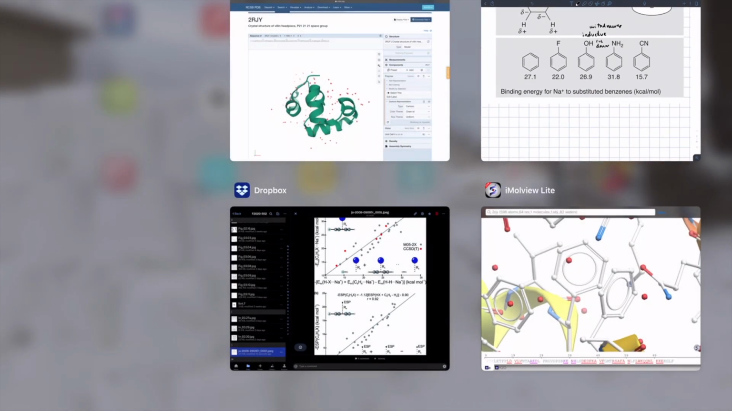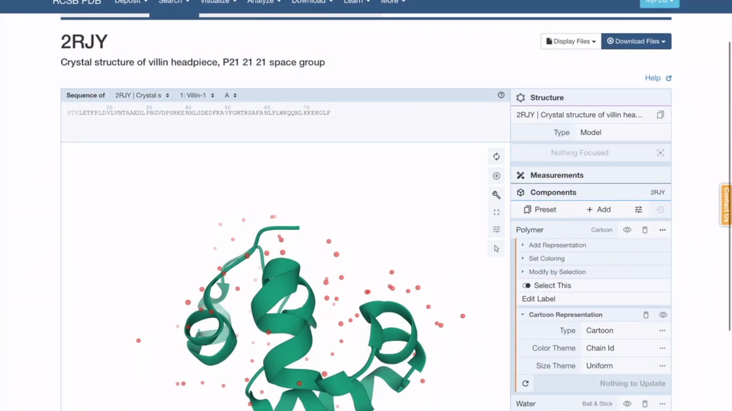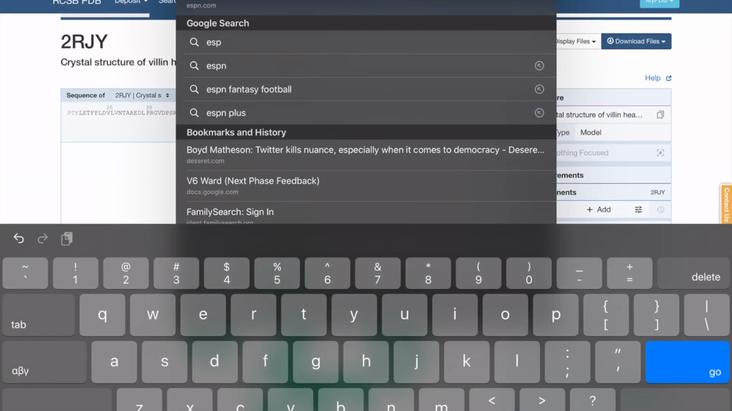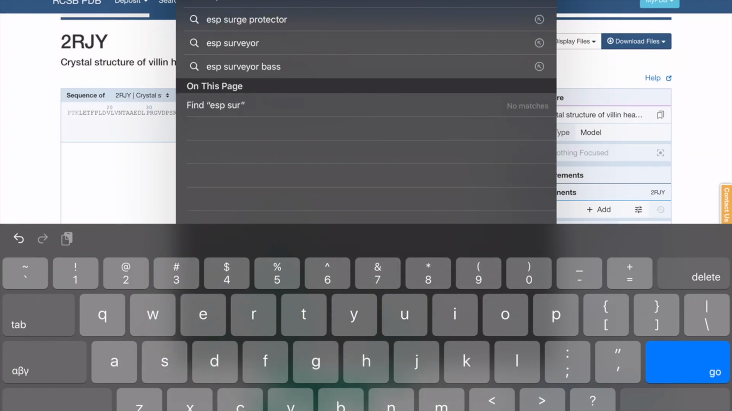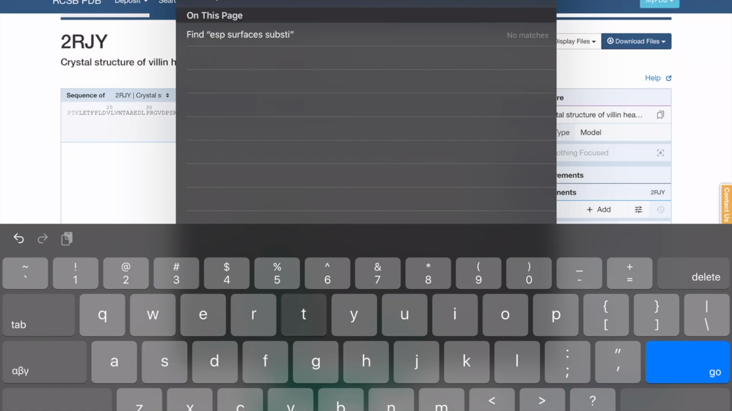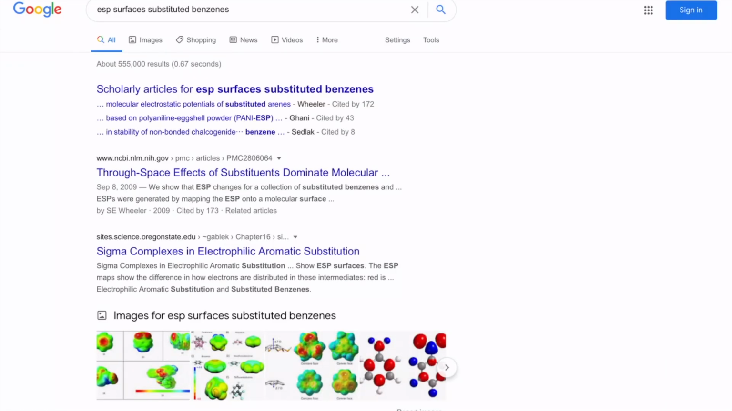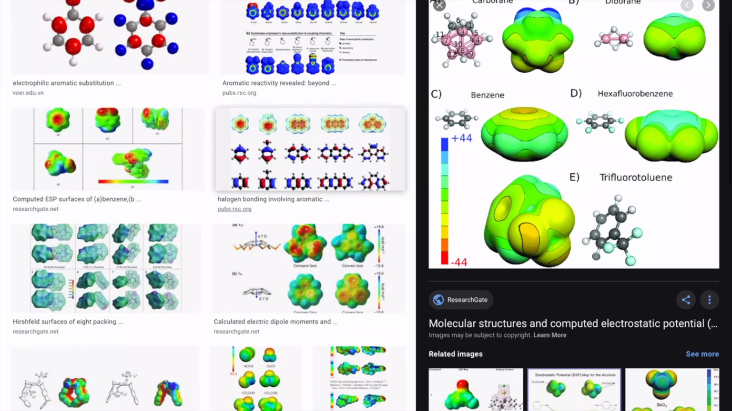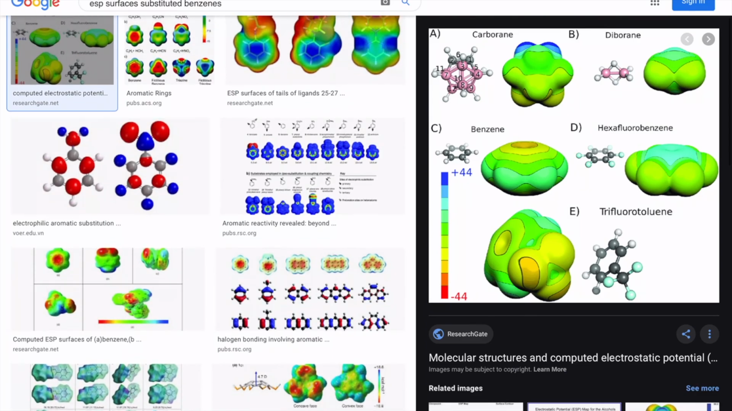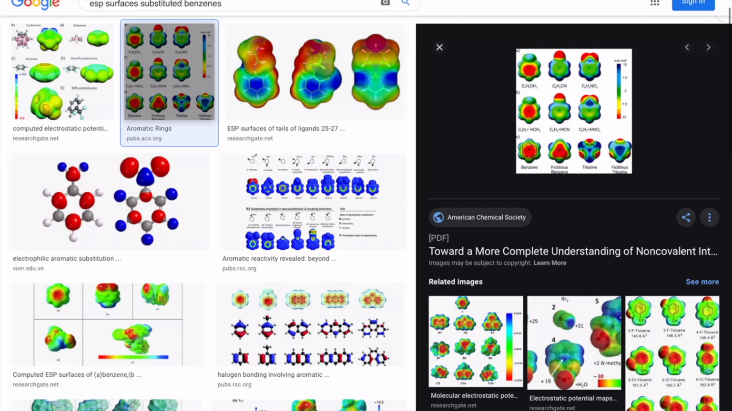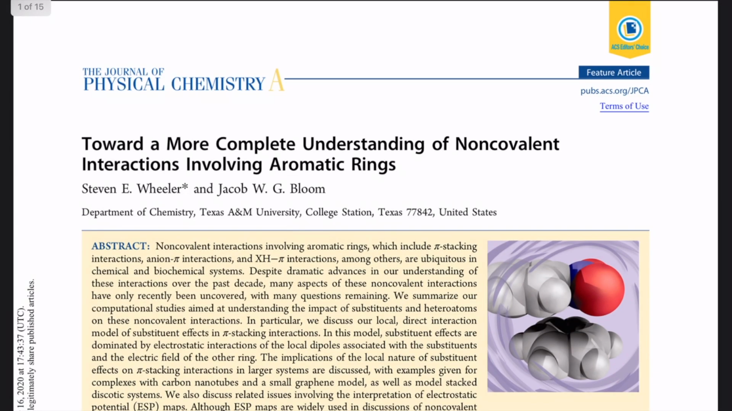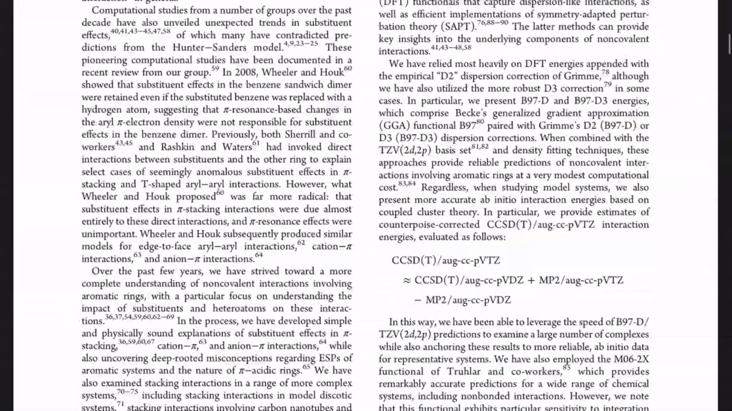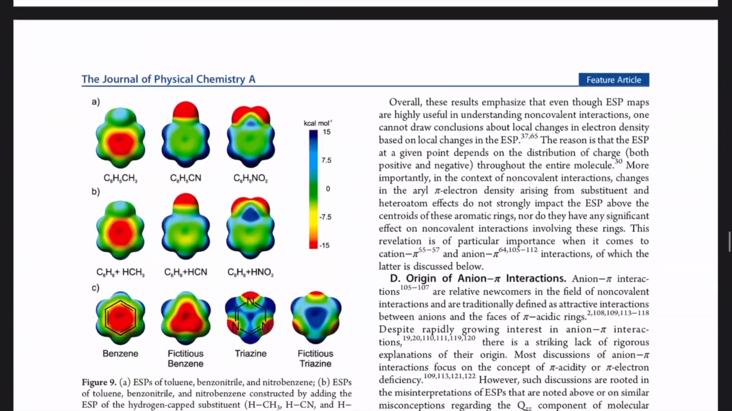So I'm going to rely on Google again. I probably should have prepared these figures. Electrostatic potential surfaces, substituted benzenes. Okay, great. We'll choose a few of these. I don't know which to choose now. Okay, that's good. There we go. That's sort of what we want.